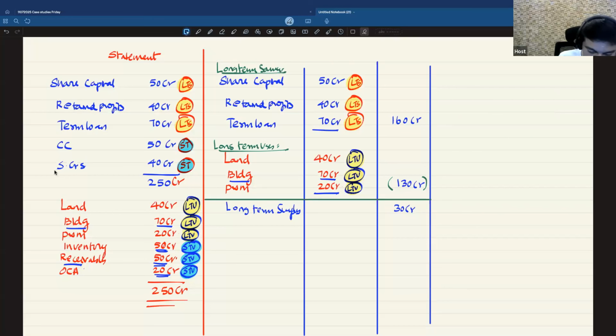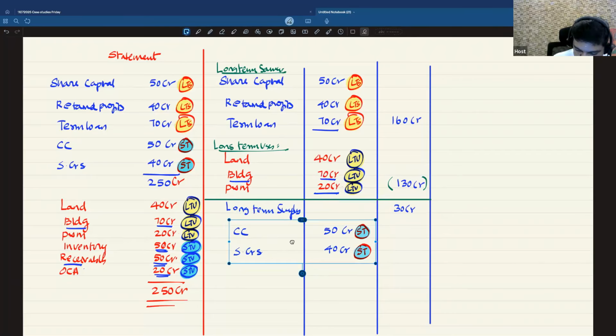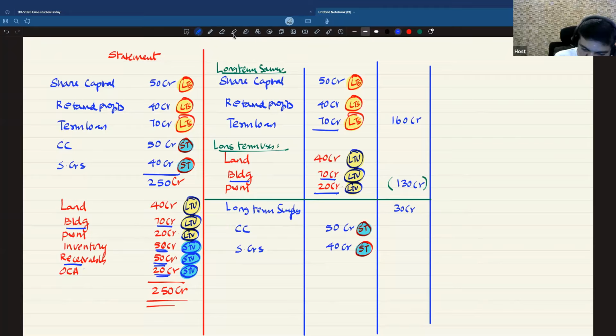Look, they have short-term sources of so much. What is their short-term sources? Let us bring that here. This is their short-term source. So I'll do one thing, I'll just put one line and close this for the moment. What is their short-term source? It is 50 plus 40 and it is 90 crore.